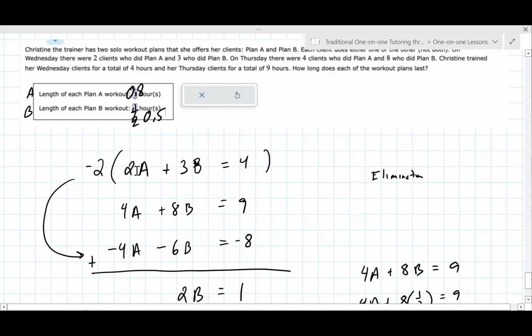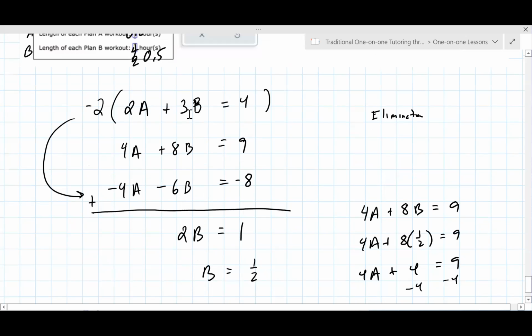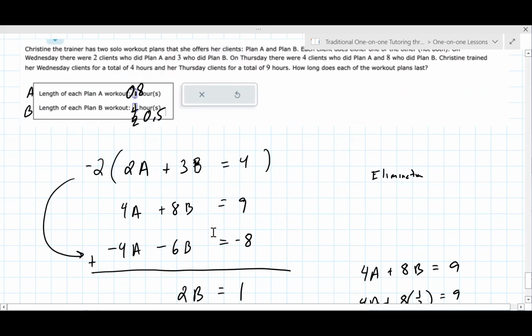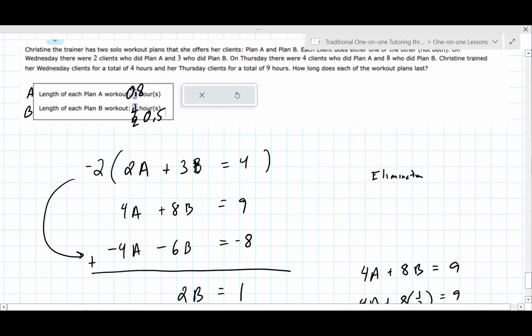Because I actually solved this before we worked on it, and I got similar ones, but the second one I couldn't figure out. There's the 4A and 8B. Two A plus 3B, 4A plus 8B. B is 1/2.